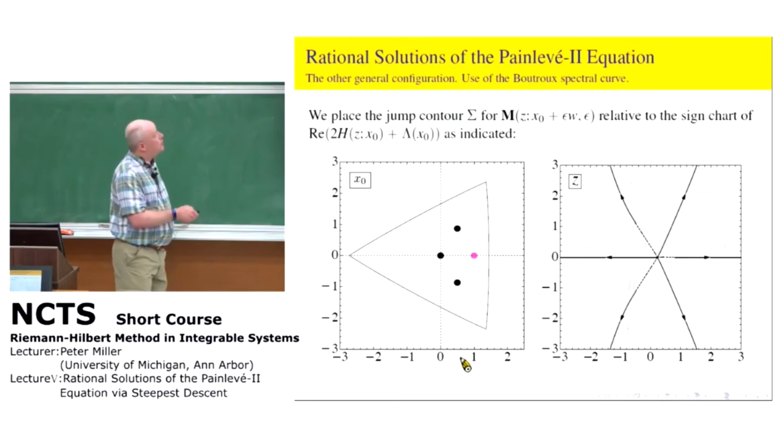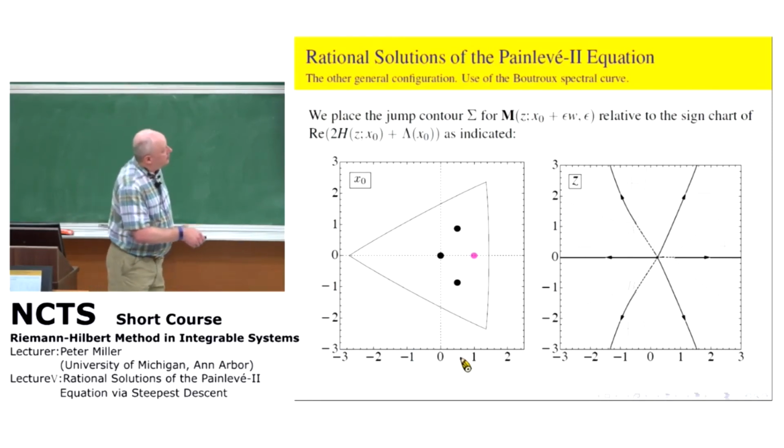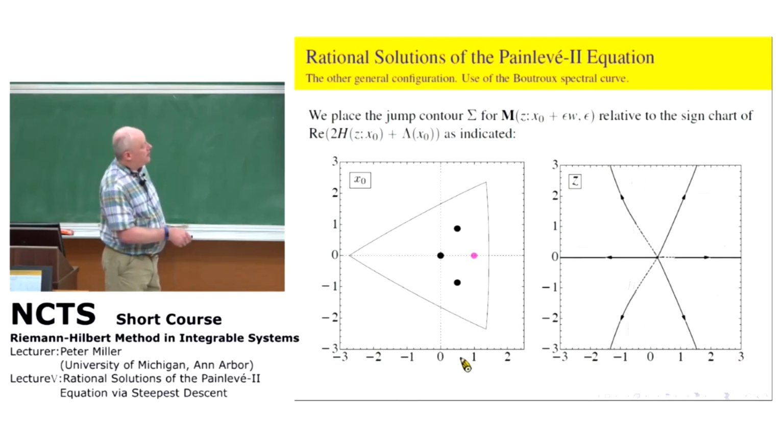Now I would like to place the jump contour for this matrix M of z, x naught plus epsilon w, epsilon. I want to place its jump contour relative to the sign chart of this quantity, which only involves the x naught part of our variable. For this dot over here, we have the gray curves that you can see in the background. I'm going to place our 6-ray jump contour as illustrated here. Some of these curves are exactly in these minus regions, and some of them are asymptotically in the plus regions, but there are little arcs which are dashed here, and those dashed arcs are the branch cut for the problem.